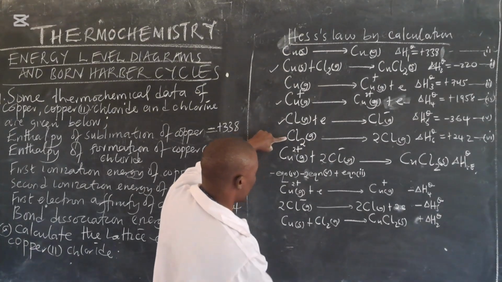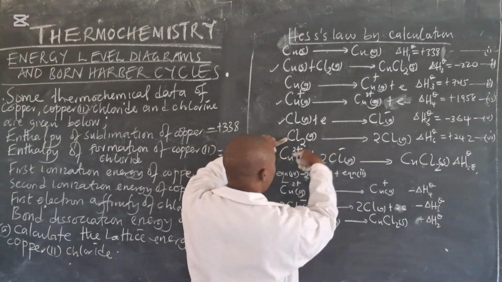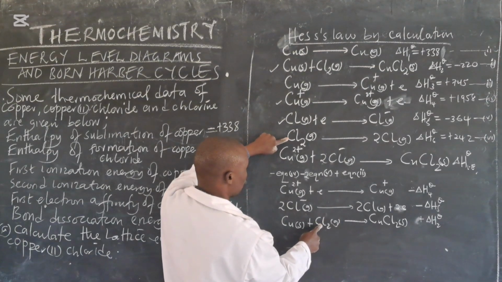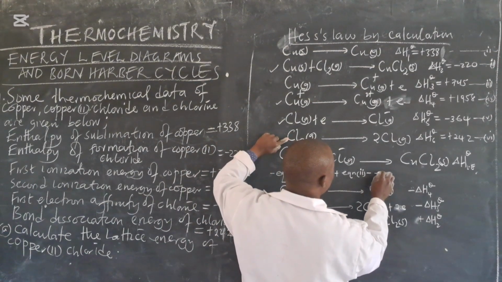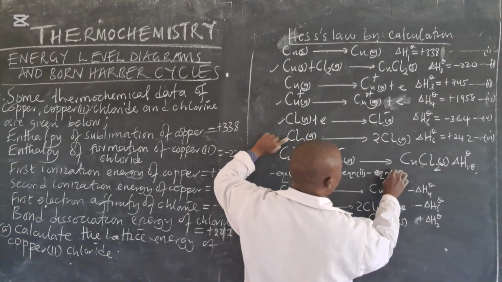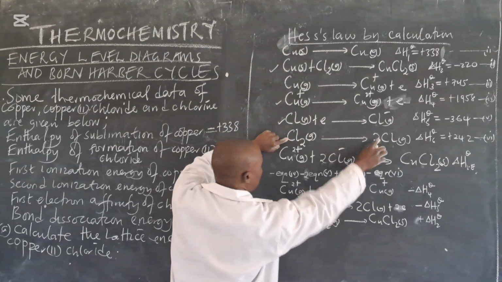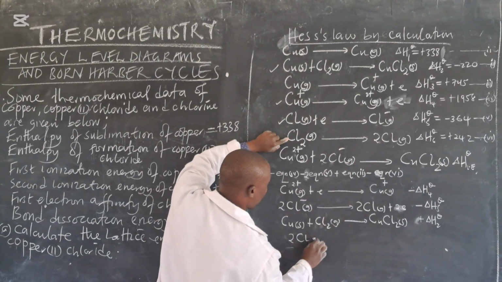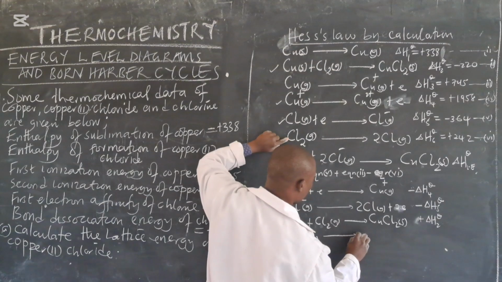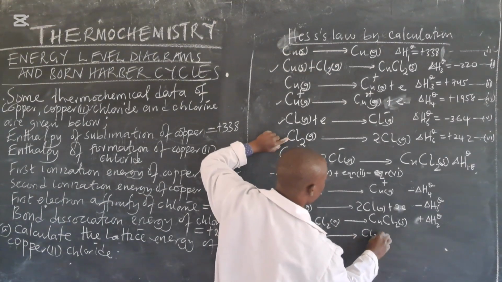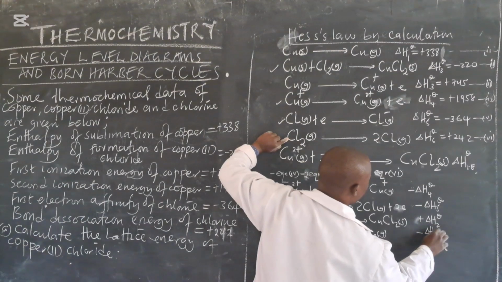So we can see that chlorine has come in here. I have to reverse this one so that it will cause this to cancel. So minus equation 6. I reverse this one, so I start with this side: 2 chlorine gaseous atoms give us chlorine. Then this is negative delta H6.